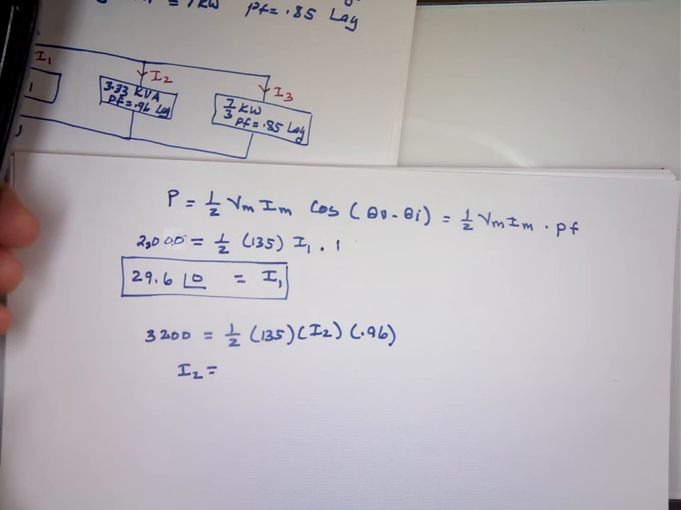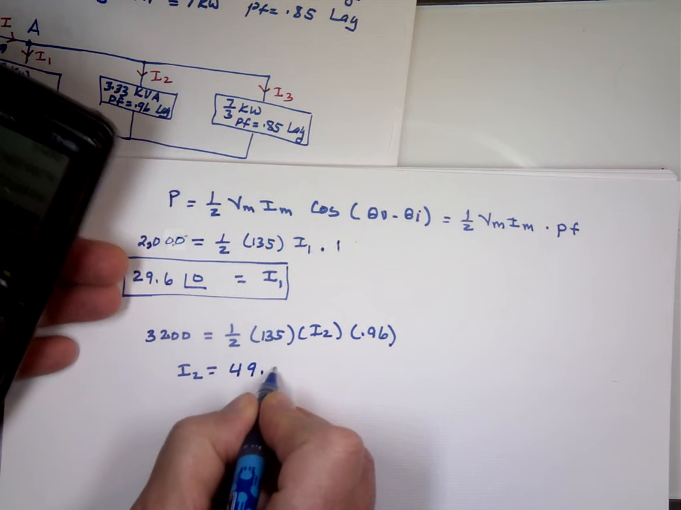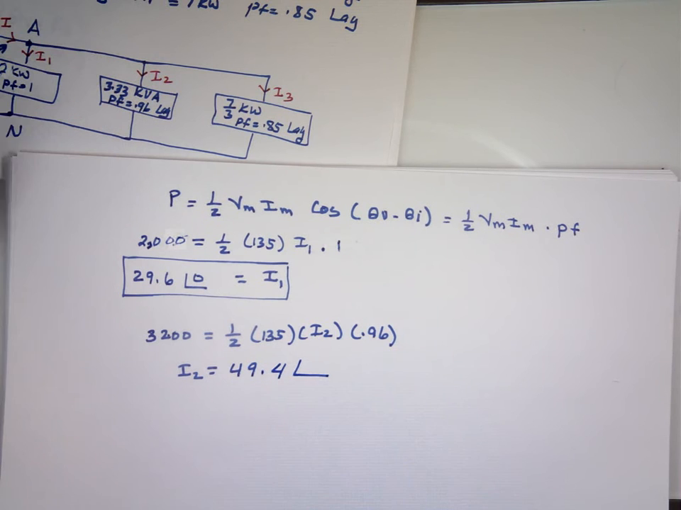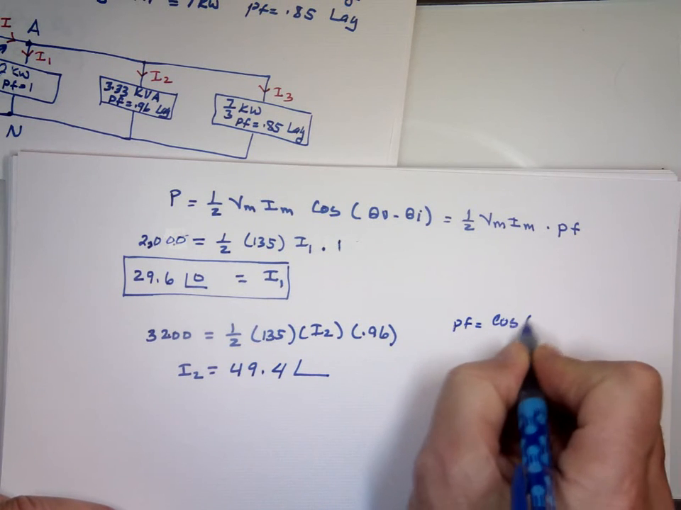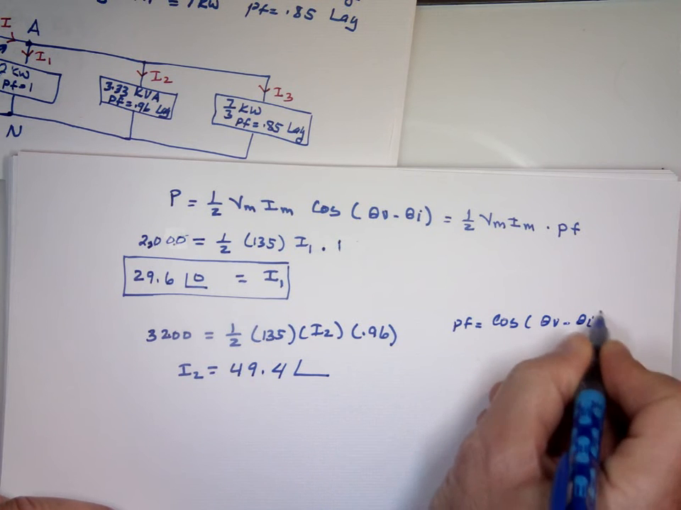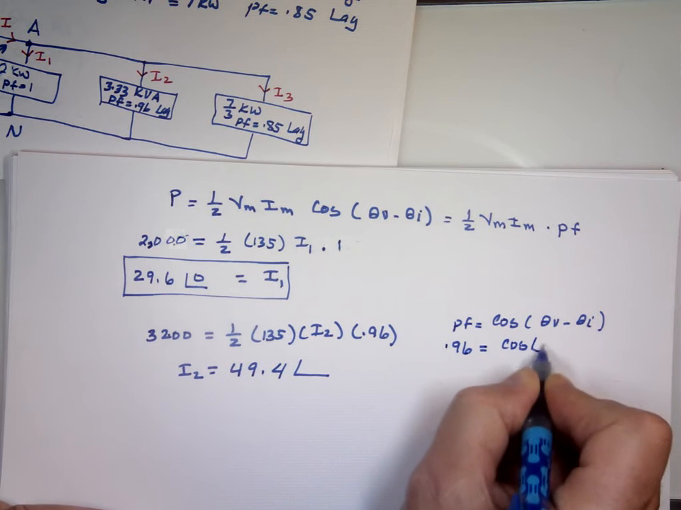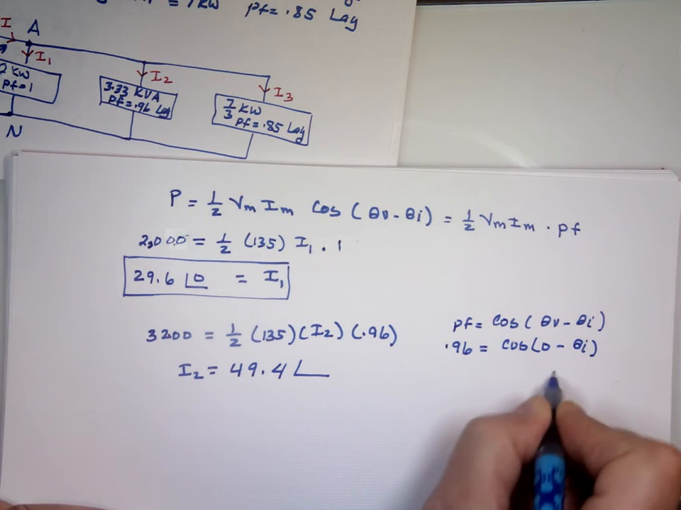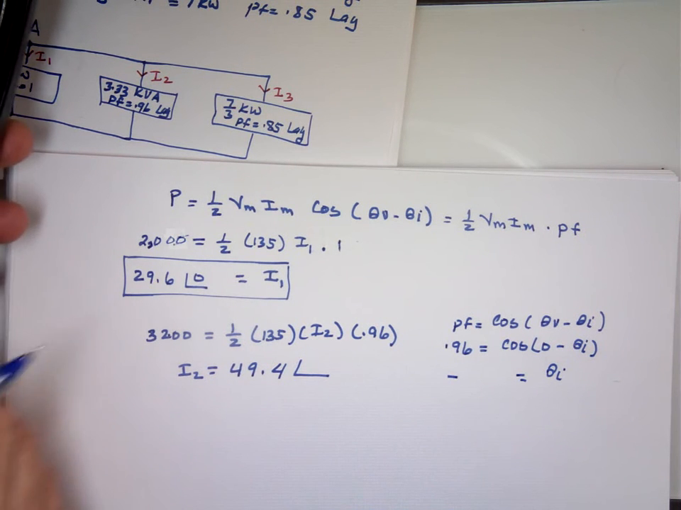Divided by 0.96, I get 49.38, which is I sub 2. I need to know the angle here. Remember, my power factor equals cosine of theta V minus theta I. Theta V is 0, so 0.96 equals cosine of 0 minus theta I. Can you get theta I? It would be negative the inverse cosine of 0.96, which is 16.3 degrees.